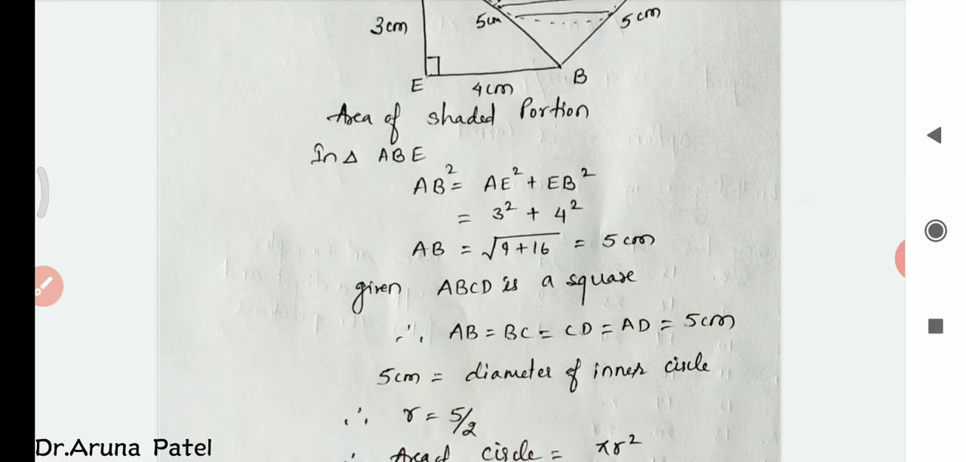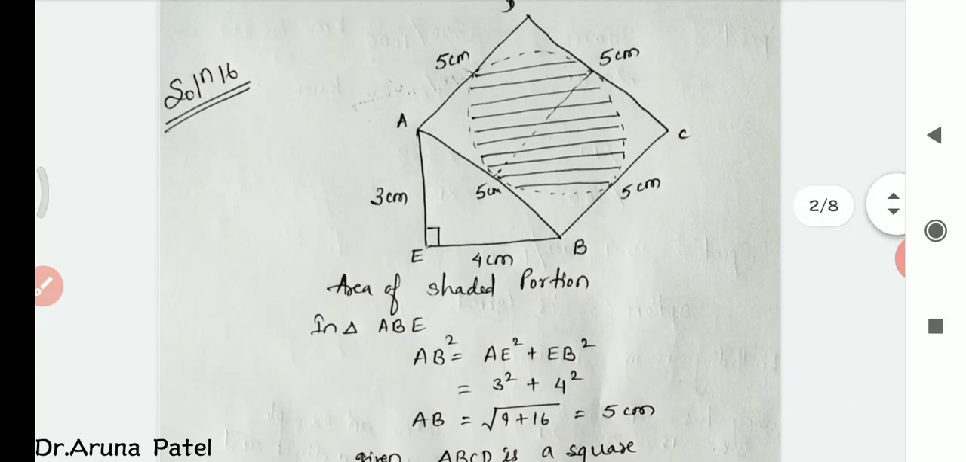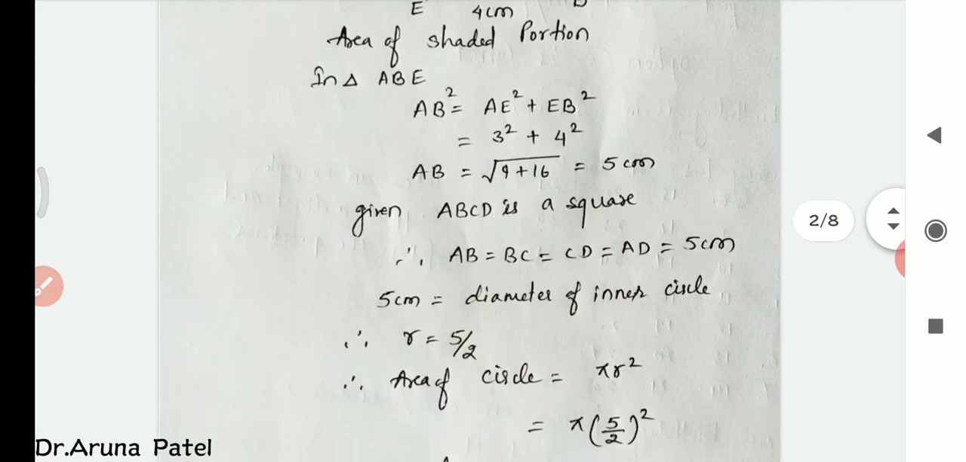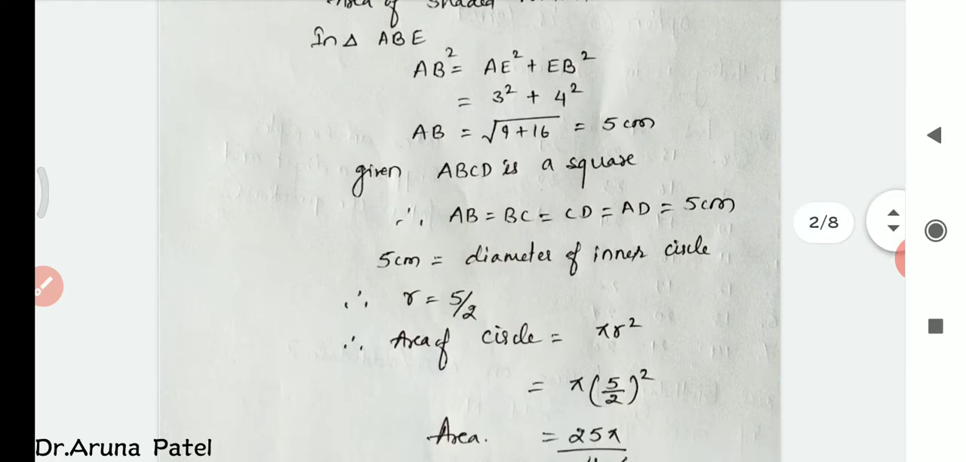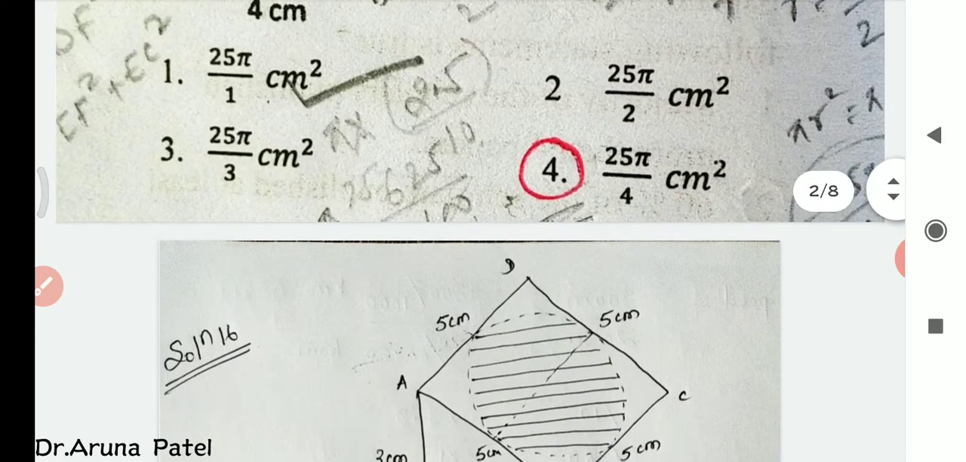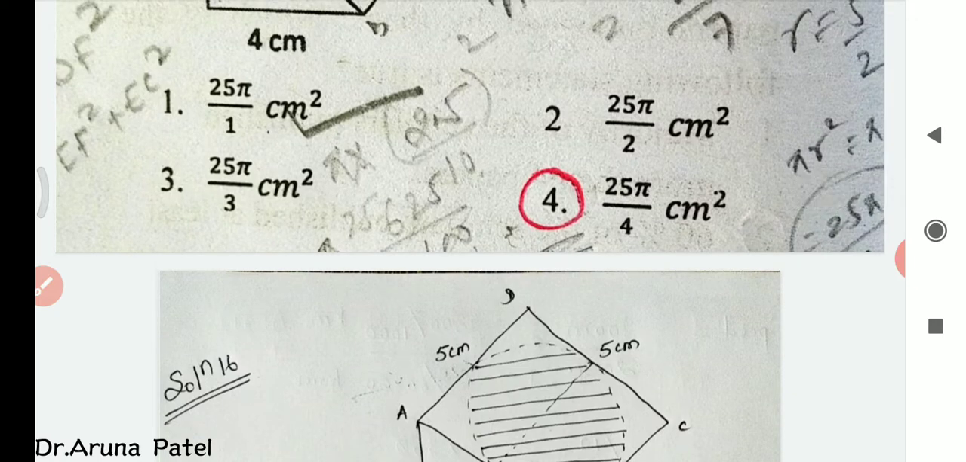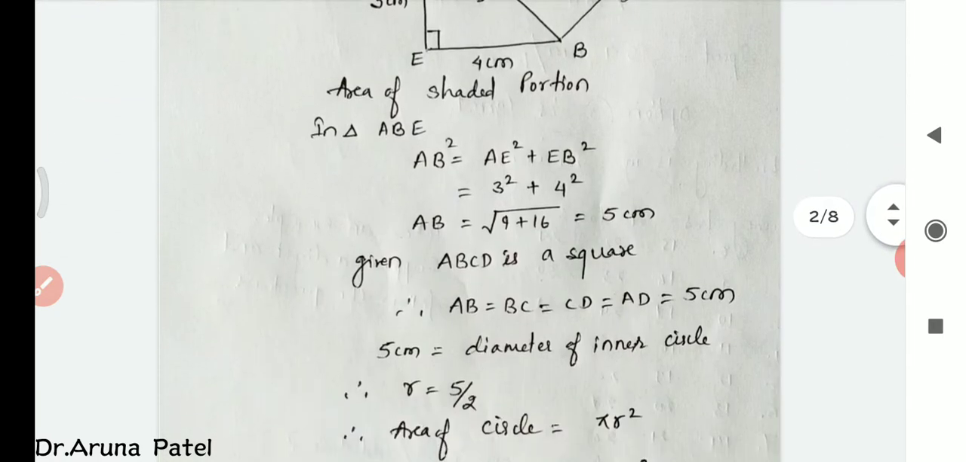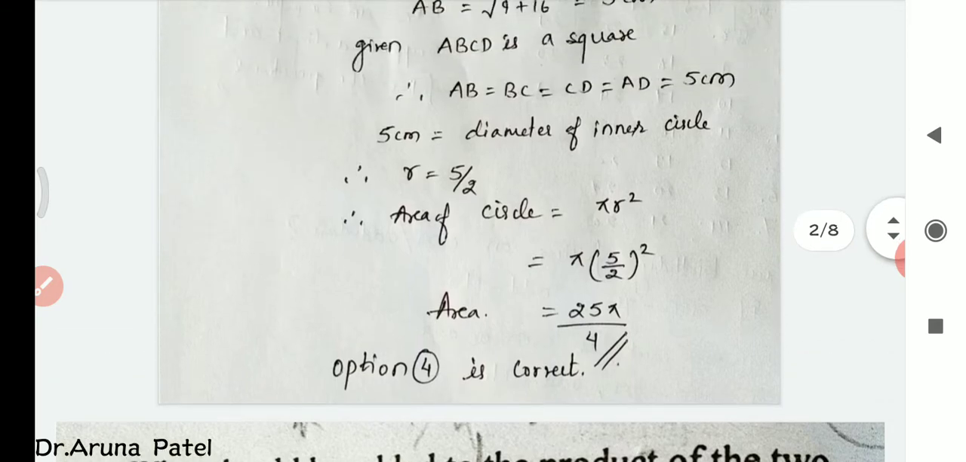Now 5 centimeter is the diameter of the inner circle. So we have to find its radius for finding the area. So now r is equal to 5 by 2, because the diameter is 5, so the radius is exactly half. So 5 by 2 is the radius. On putting the value, the area of the circle is pi r square, which equals pi times 5 by 2 whole square. On simplification you get 25 pi by 4, which is given in option number 4. So the answer is the fourth, 25 pi by 4. This one is the correct answer for this question.